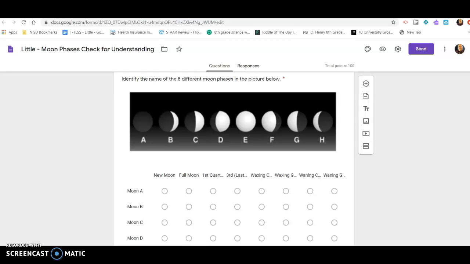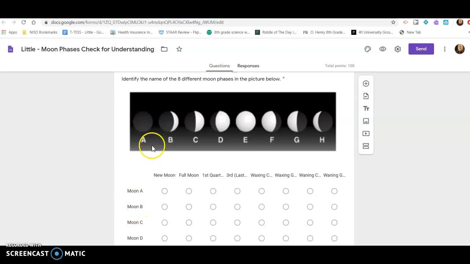The first question says, identify the name of the 8 different moon phases in the picture below. And if I look at it, I've got a graphic right here, and it says new moon, full moon, first quarter, third quarter, or last quarter as it's sometimes called, waxing crescent, waxing gibbous, waning crescent, and waning gibbous. So for moon A, your job is to tell me what is being represented. So if I look at image A, what is that a picture of?